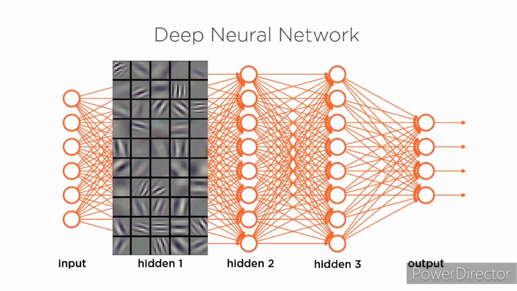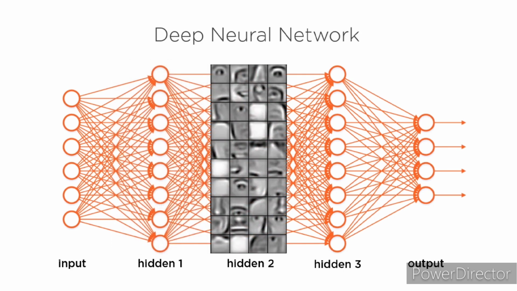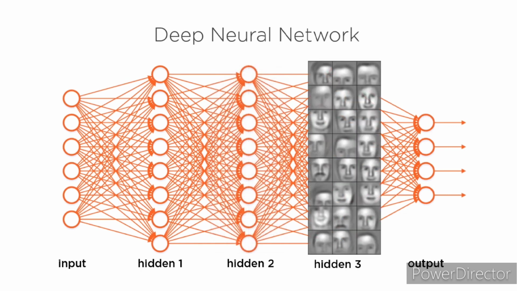The first layer of the neural network would learn to detect geometric primitives, for example, horizontal, vertical, and diagonal lines. The second hidden layer would learn to detect more complex facial features, for example, eyes, noses, and mouths. The third hidden layer would learn to detect the general pattern for entire faces.